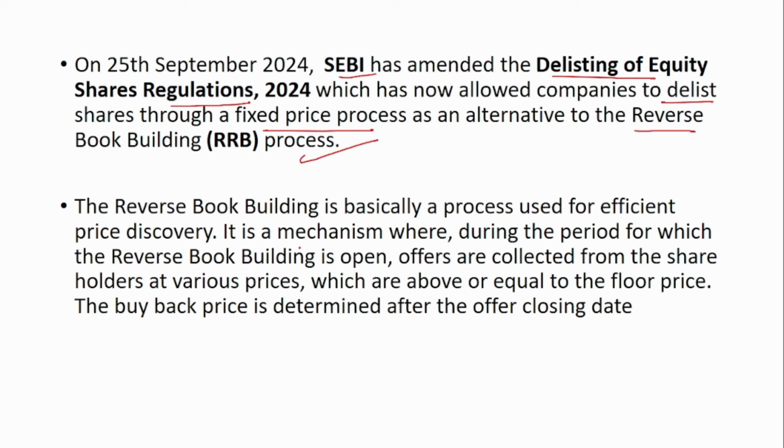So this reverse book building is basically a process used for efficient price discovery. It is a mechanism where during the period for which the reverse book building is open, offers are collected from the shareholders at various prices which are above or equal to the floor price. Then the buyback price is determined after the offer closing date. So various prices will be provided by the shareholders, and then after the closing date, the buyback price will be determined from the bidding price. This is reverse book building. So now this fixed price process will be an alternative to the reverse book building process.